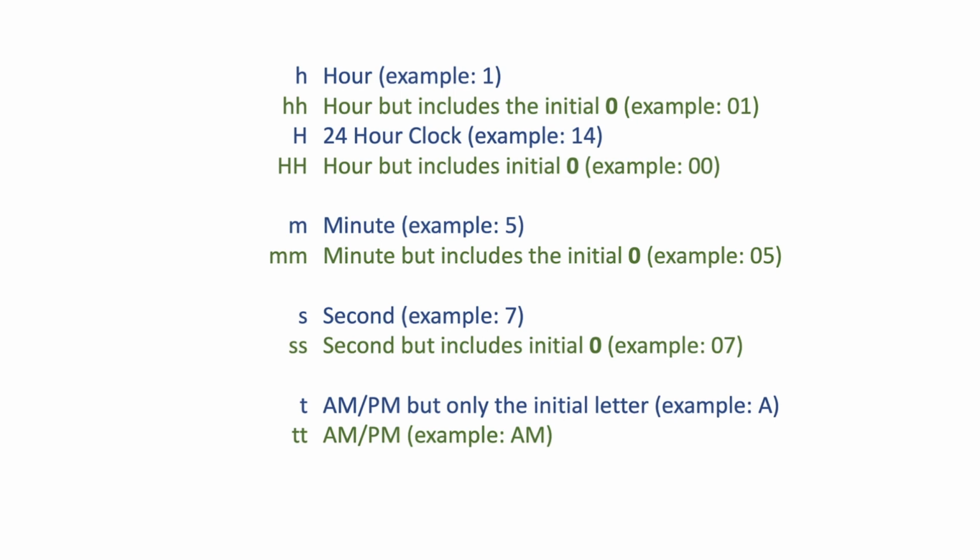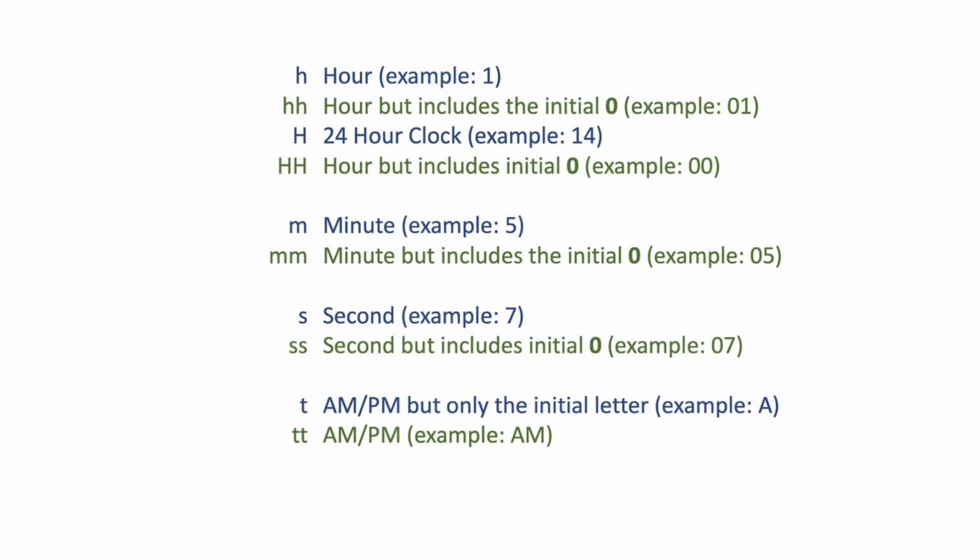And again for minute, we just pass through 1 m for say 5, or 2 m's if we want 05. Again with seconds, it's exactly the same. You pass through s for the initial second. We'll pass through 2 s's to get an initial 0, and you get 07. And then you can actually add AM and PM onto this. So with an initial t, you'll get A or P, but if you do 2 t's, you get AM or PM.